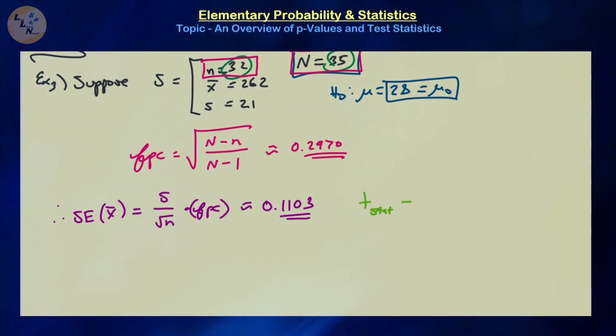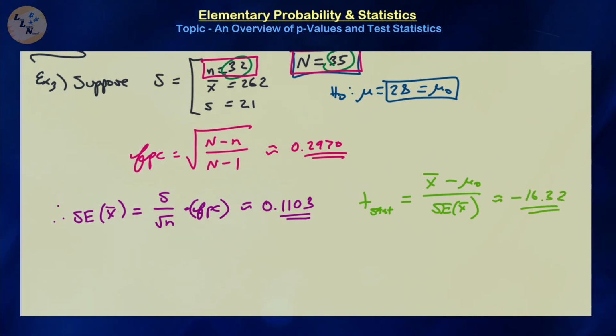Once you have that, we can calculate our t-test statistic since we do not know sigma. So t-stat is going to be equal to, again, x bar minus the claim value of the mean divided by the standard error that we just calculated, and that's going to come out to approximately negative 16.32, which is, in most circumstances, extremely far in the left tail.